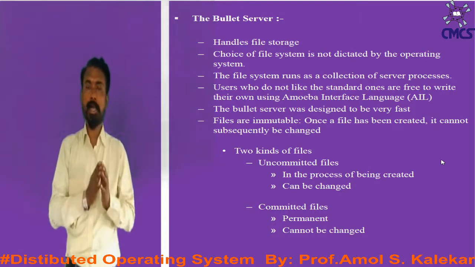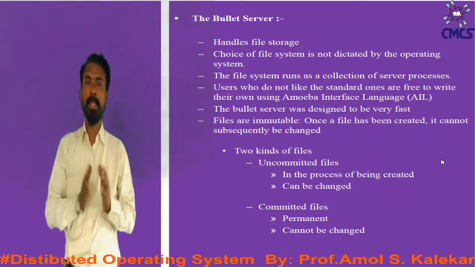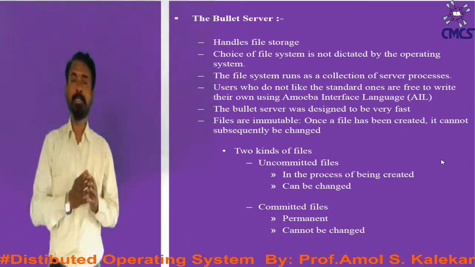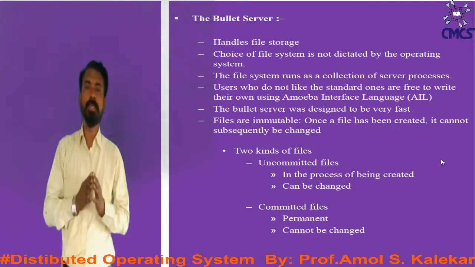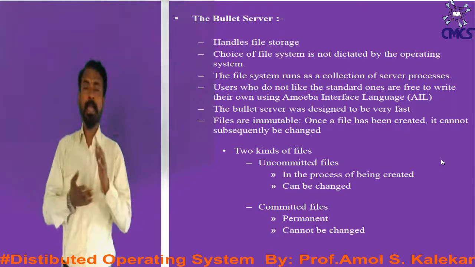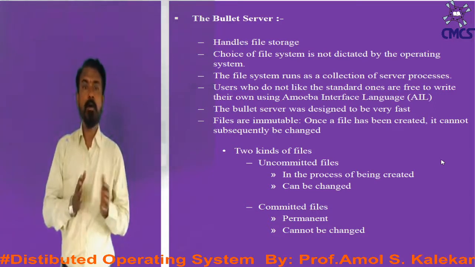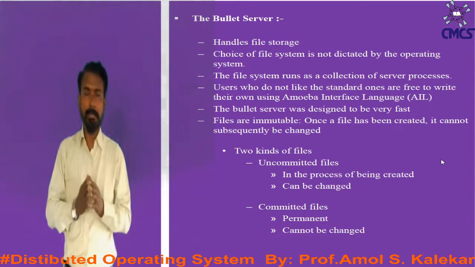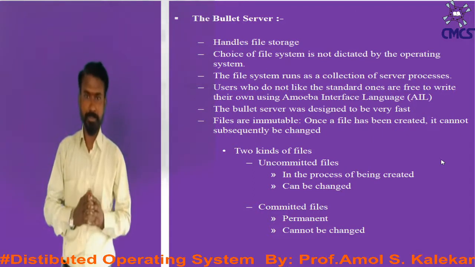Here the files are immutable, that is, once a file has been created, it cannot be subsequently changed. There are two kinds of files. The first one is uncommitted files and the second one is committed files. An uncommitted file is in the process of being created and it can be changed. For committed files, the first thing is that it is permanent, that is, it cannot be changed.